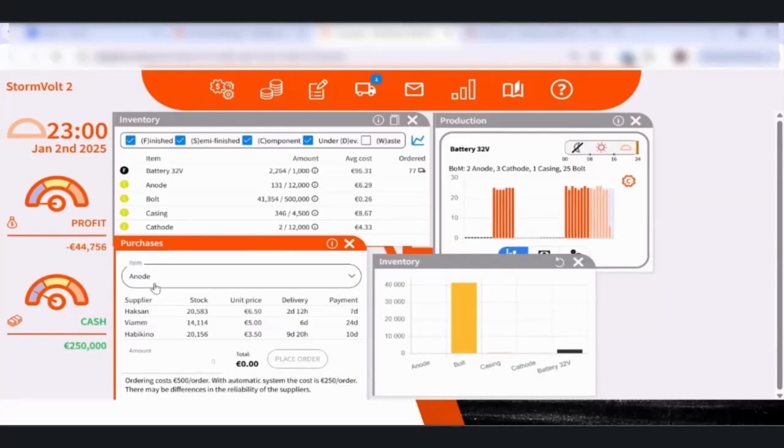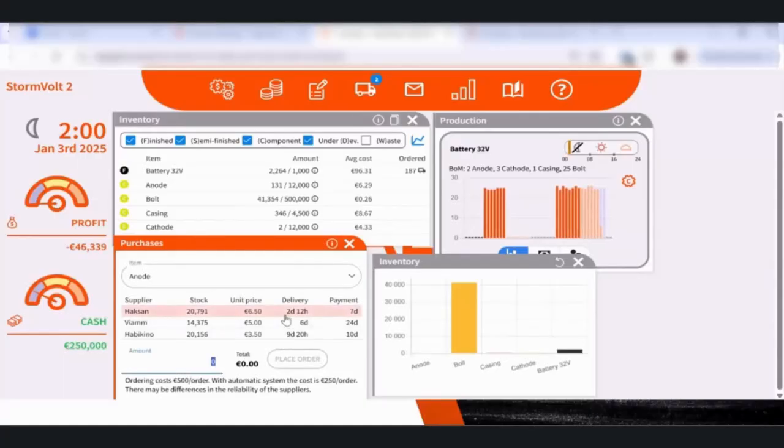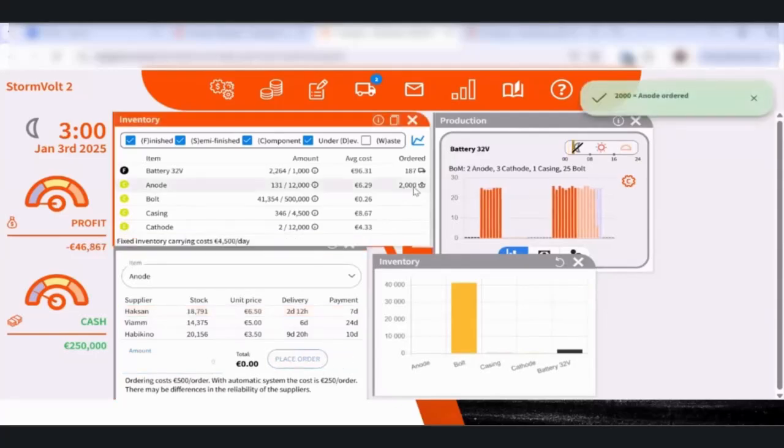For all components, the teams have 3 suppliers to choose from. They all differ in price, delivery time, and term of payment. Now we need anodes quickly, and we will order from the fastest and the most expensive supplier. So this is the fastest. Its delivery time is 2 days and 12 hours. So I will order 2,000 units. And we can see now that in the inventory, 2,000 units have been ordered.